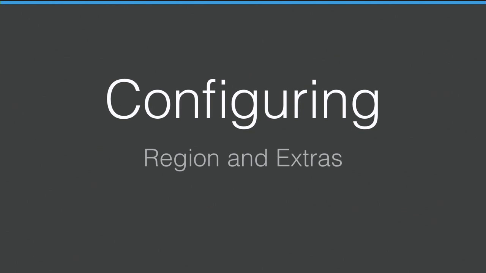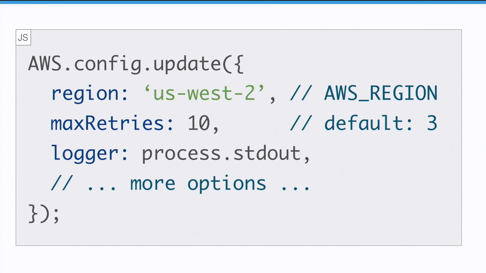So configuring other stuff, if you're going to do it programmatically, this is how you can configure the SDK. You basically call AWS.config.update, or you can just set the config object. It's a standard hash, a standard object. And so you can add in the region. You can add in max retry count. The default is 3. You can add in a logger, which will show you some of the requests that go through. And you can check the documentation for more options to set.